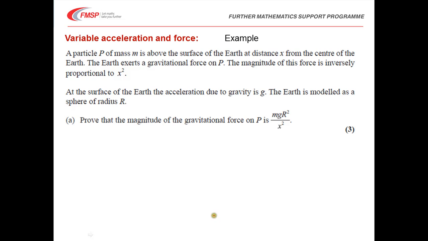Okay, so here we're looking at a gravitation question. If you would like to pause the recording at this moment and have a little go at the question yourself, then please go ahead. Okay, so I'm going to move ahead with the solution now.